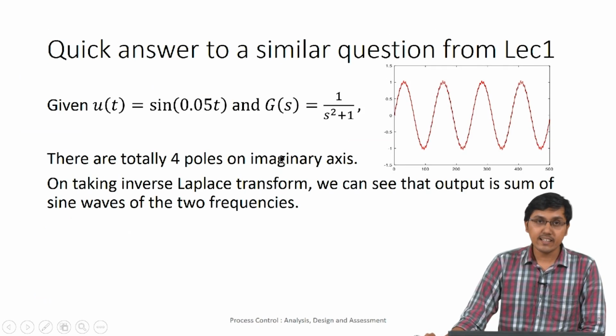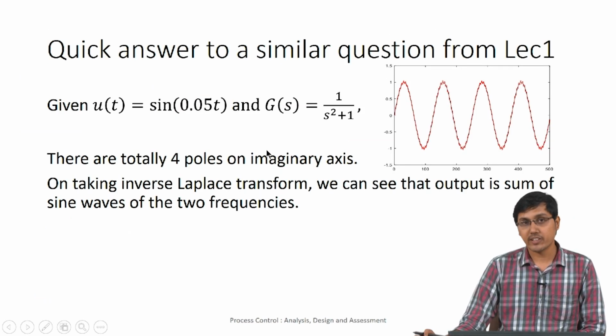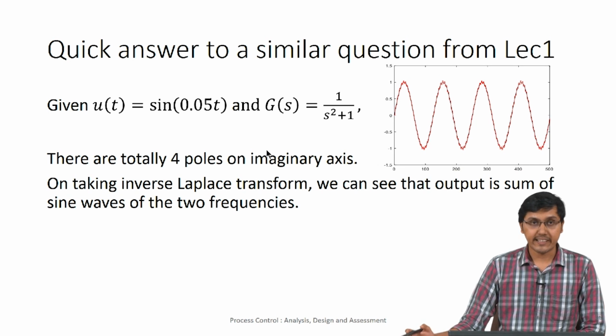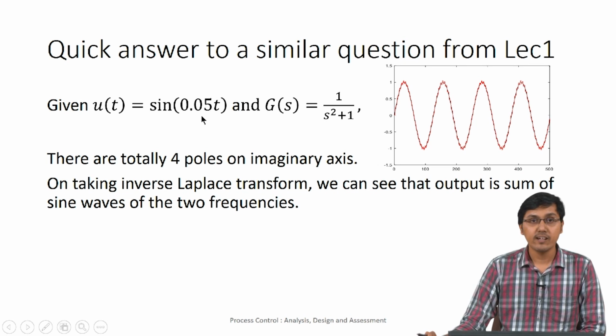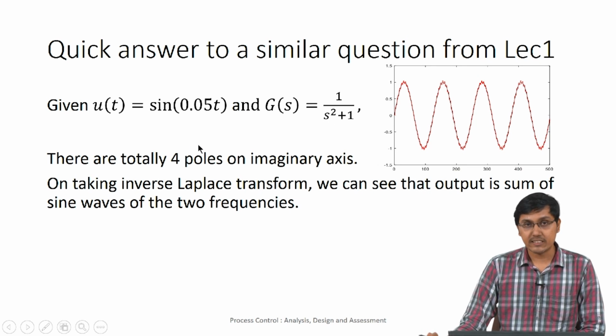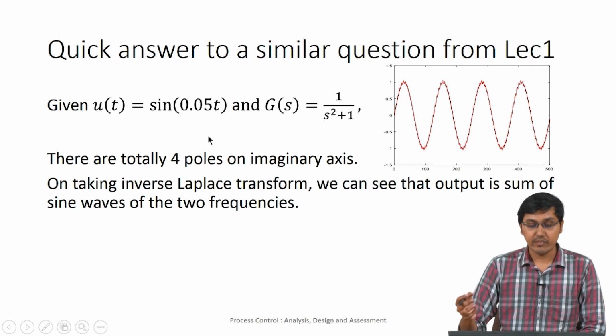We asked a question in lecture 1 and asked you to try it by taking a Laplace transform and also by simulating. A similar example is taken here where the angular frequency is 0.05 and the transfer function is nothing but 1 by s square plus 1. When we obtain the inverse Laplace transform, we will get two sine waves in y of t, one with angular frequency 0.05 and the other with angular frequency 1.